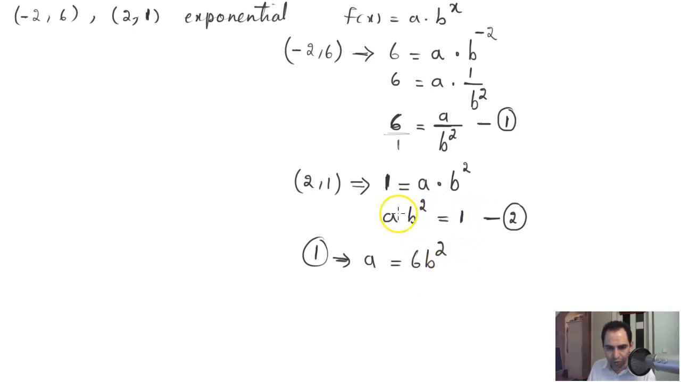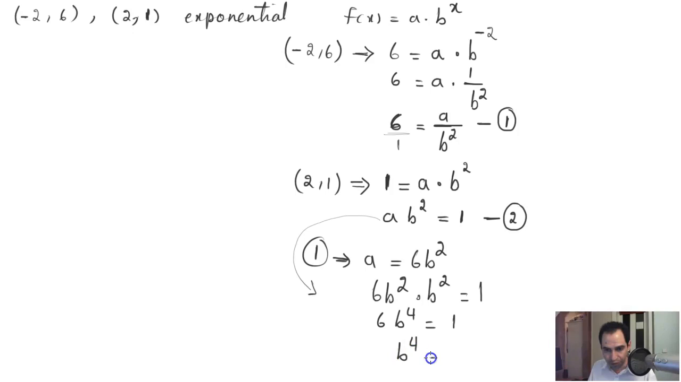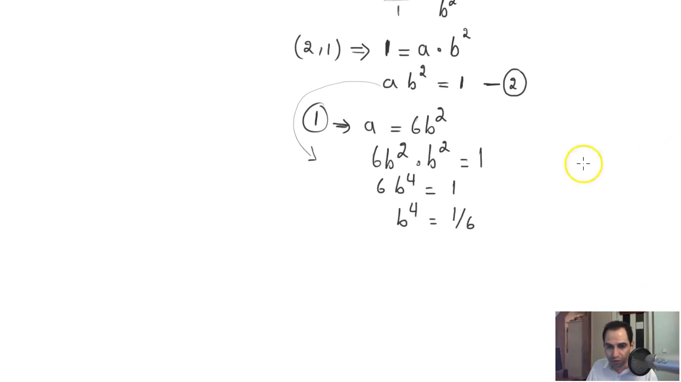Now in equation number 2, you can substitute a with 6b squared. So then this equation becomes, instead of a, you simply write 6b squared times b squared is equal to 1. That basically means that 6 into b raised to the power 4 is equal to 1, or b raised to the power 4 is equal to 1 by 6. So from here you can figure out what your b is.